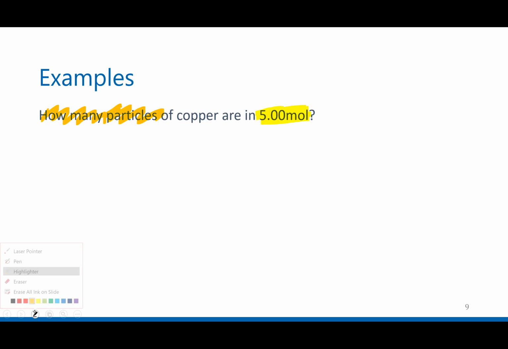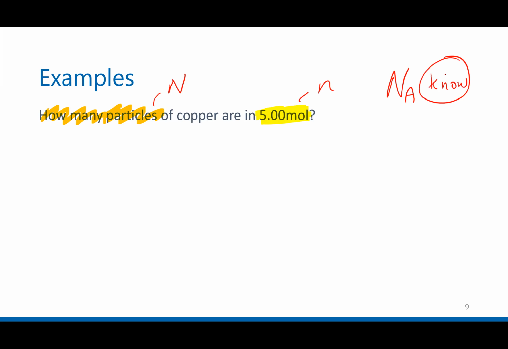Okay, so let's assign these letters. I know particles is capital N, and I know moles is lowercase n. NA, you will always know. You always know NA, Avogadro's number. That kind of makes sense, doesn't it? NA, Avogadro's number. This is always known. It's a constant like gravity, pi, or the speed of light. It's something we always know.